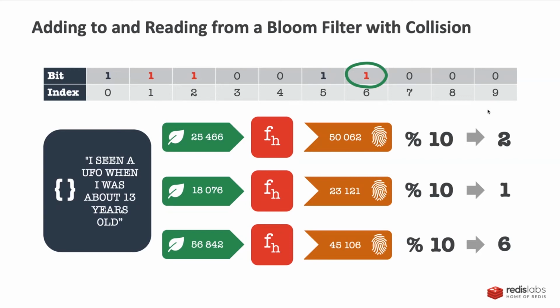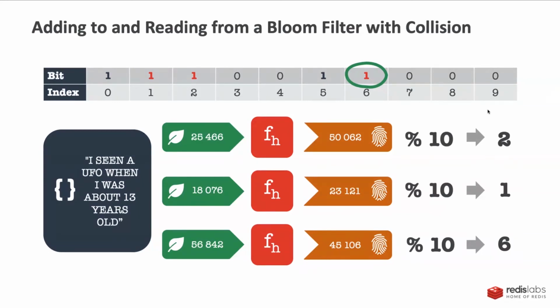We're taking our seeds, we're taking our data, we're running it through the hash function, we're getting numbers, we're modulusing them with the width of our array, and we're getting different indexes. But we have a collision. So 2 and 1, we haven't used those before, but 6 has been used.